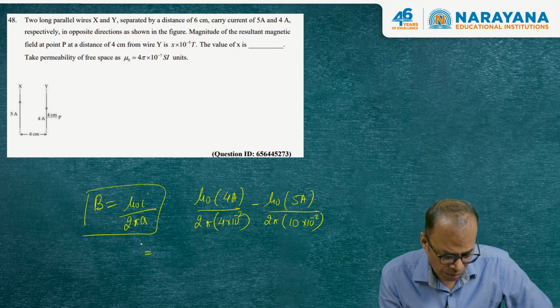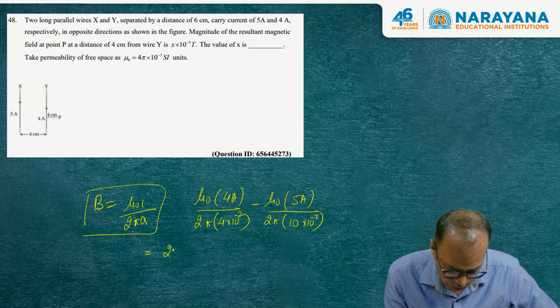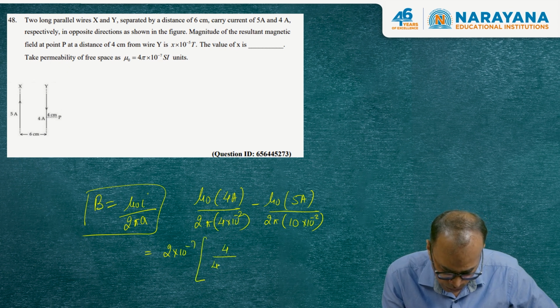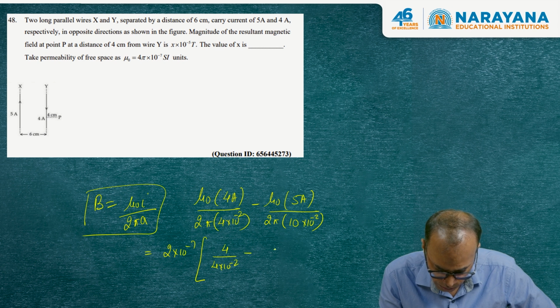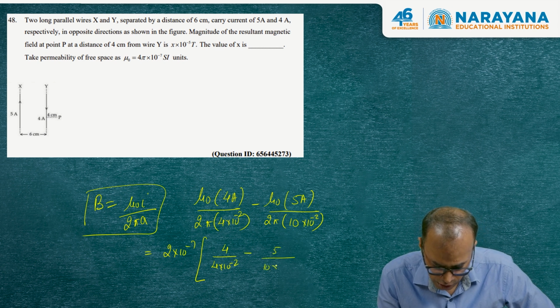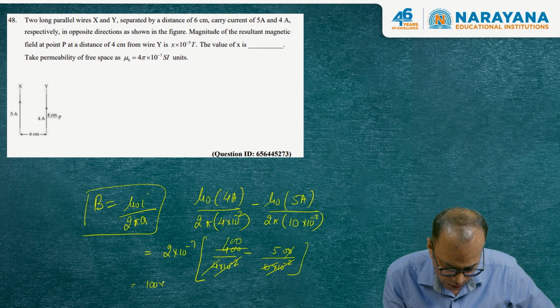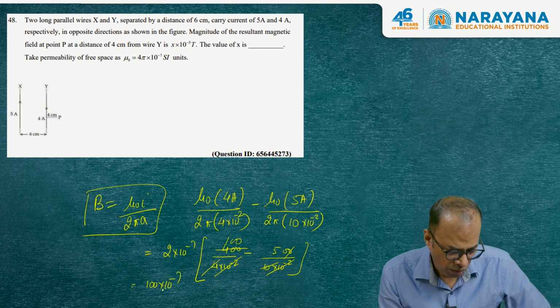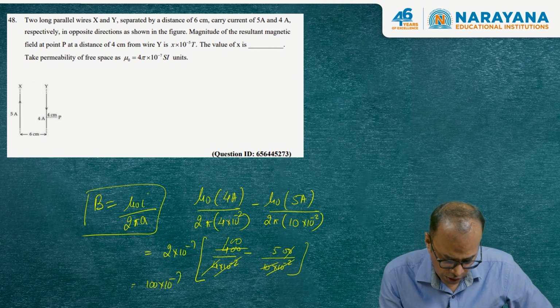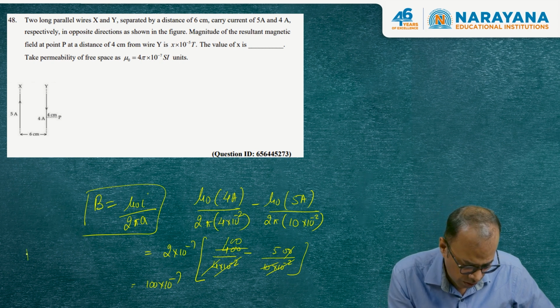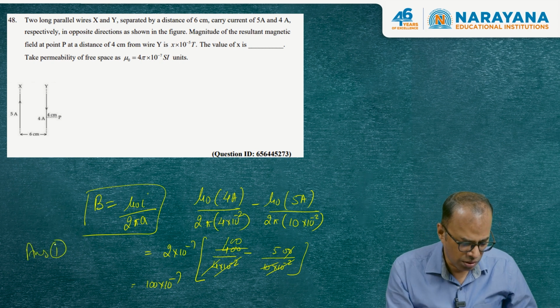We can plug in the value of mu naught as 4 pi times 10 to minus 7. So this is 2 into 10 to minus 7, I will take this common. This is 4 by 4 into 10 to minus 2 minus 5 by 10 into 10 to minus 2. So this makes it 100, and this makes it 50. So 100 minus 50 is 50, so 100 into 10 to minus 7. So that is 1 into 10 to minus 5. So the answer must be 1 for this question.